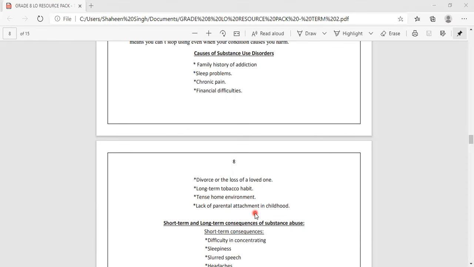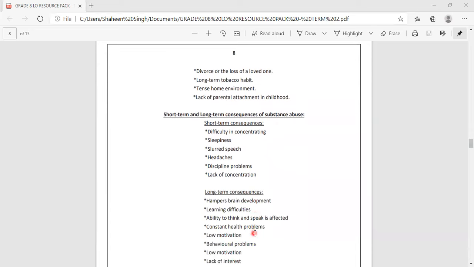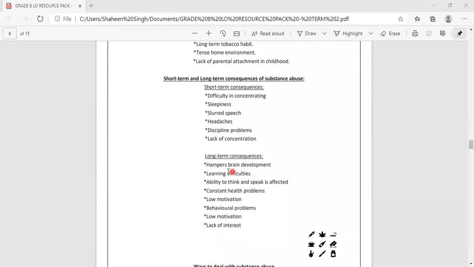than negative peer pressure. Moving on to the consequences of substance abuse, found on page 8 of your resource pack. Short-term consequences such as difficulty in concentrating, sleepiness or tiredness, slurred speech, headaches, discipline problems are some of the short-term consequences. And then onto long-term consequences is that substance abuse hampers or slows down the development of your brain.